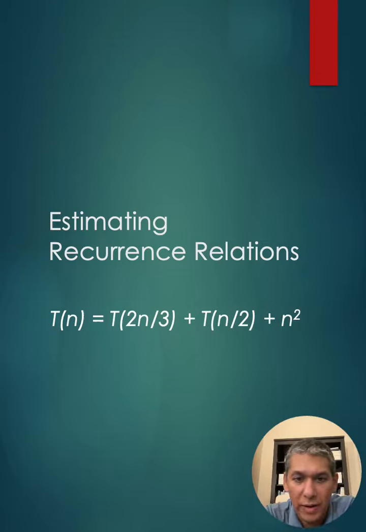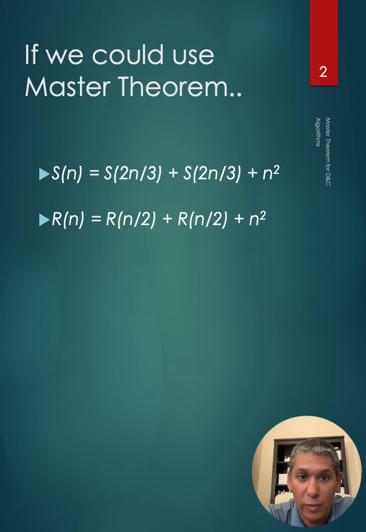Okay, so we are estimating this recurrence relation: T(n) = T(2n/3) + T(n/2) + n². So we want to see what this evaluates to.